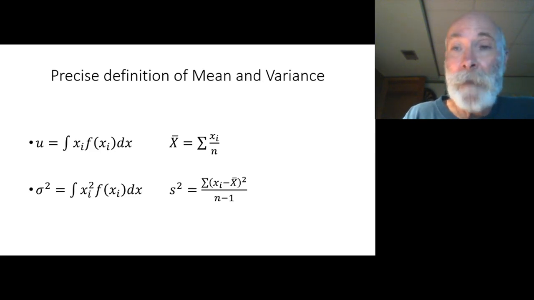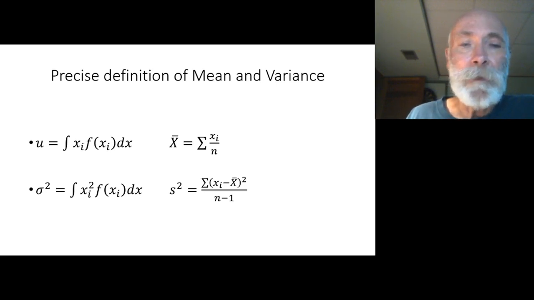Of course, we don't have the entire population as biologists, except in very rare circumstances. Instead, we have a sample. So we'll use the equation on the right. X bar is equal to the sum of all of the individual observations divided by the number of observations. That's pretty straightforward. Below that, we have the equation for the variance, and on the left is the equation for the entire population, and on the right is the equation for the sample.